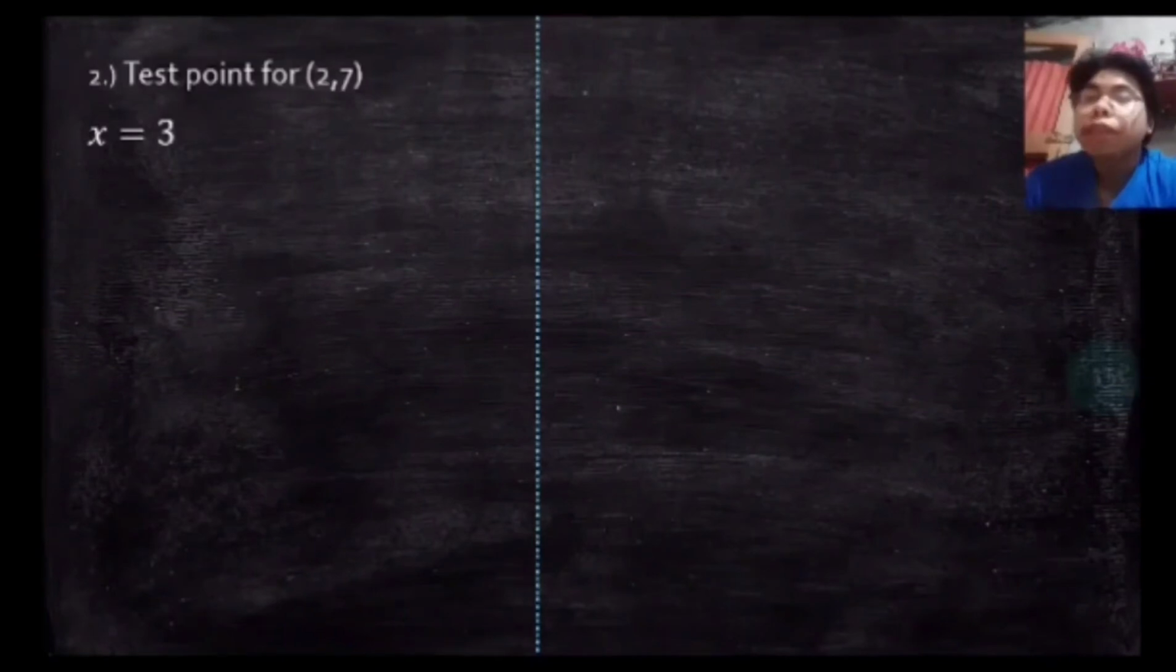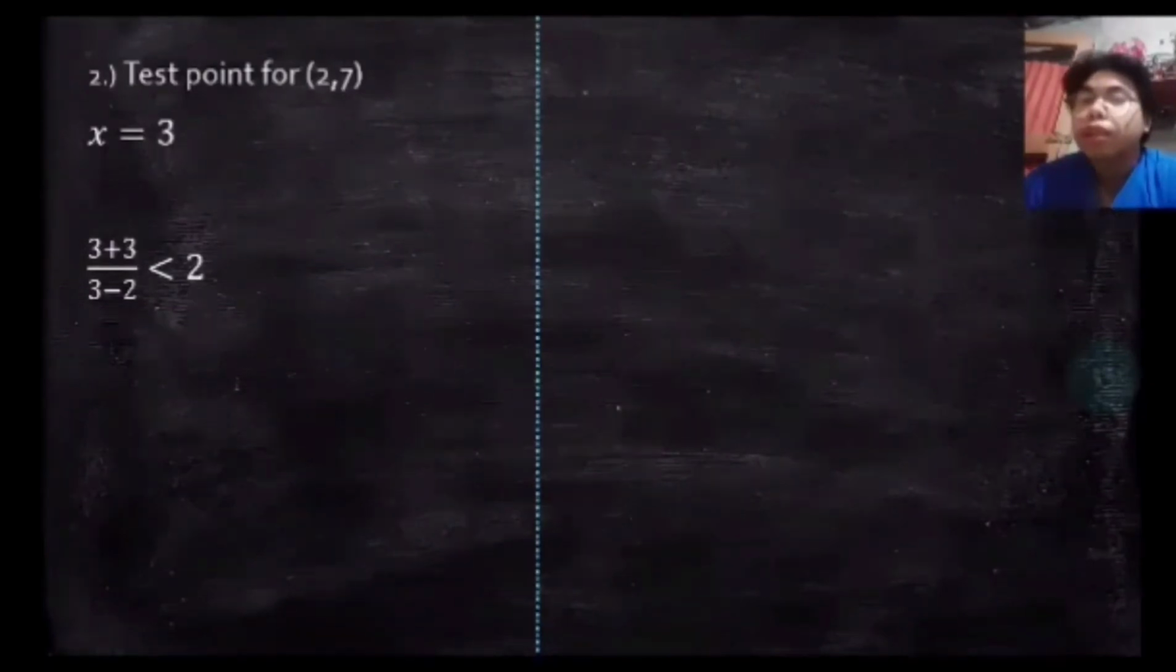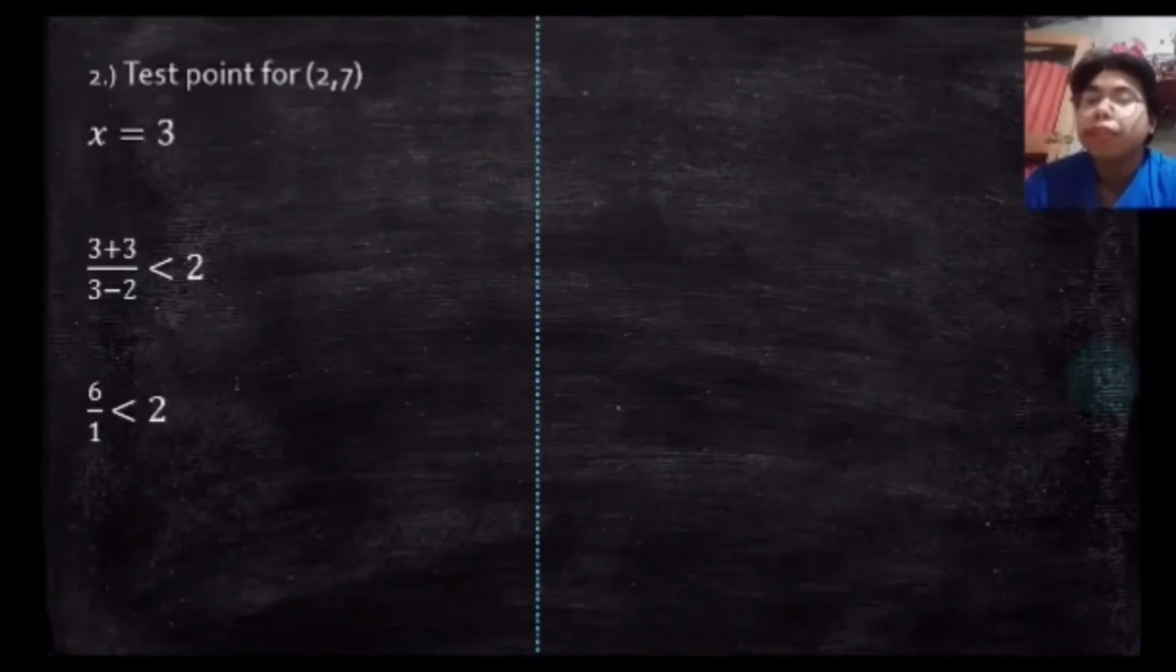I have chosen the value 3. Substitute 3: (3 + 3)/(3 - 2) is less than 2. Simplifying, we get a value of 6. Is 6 less than 2? No, so it is false.